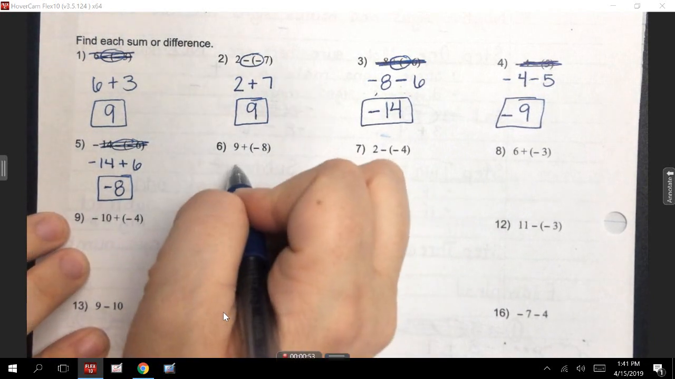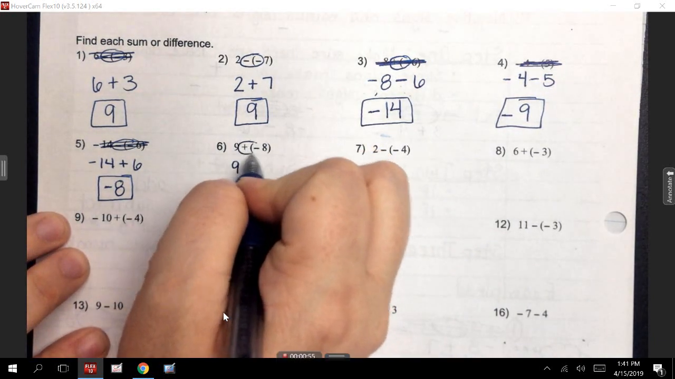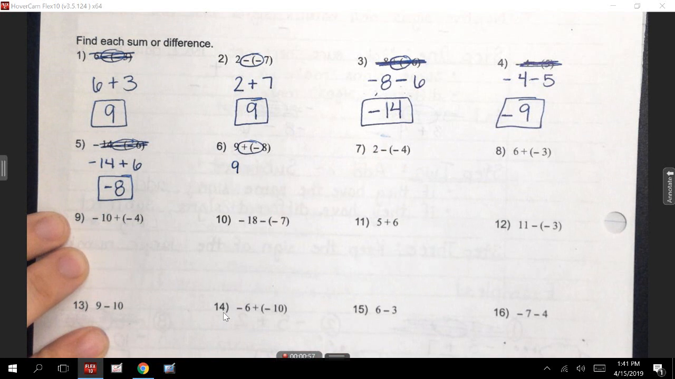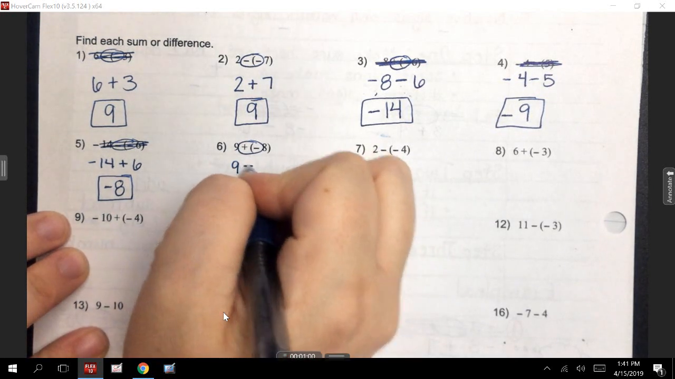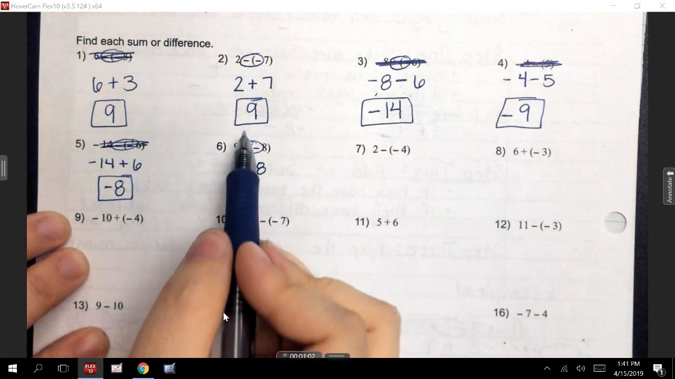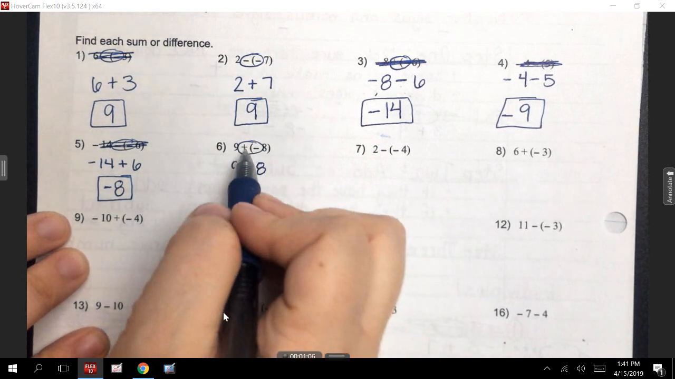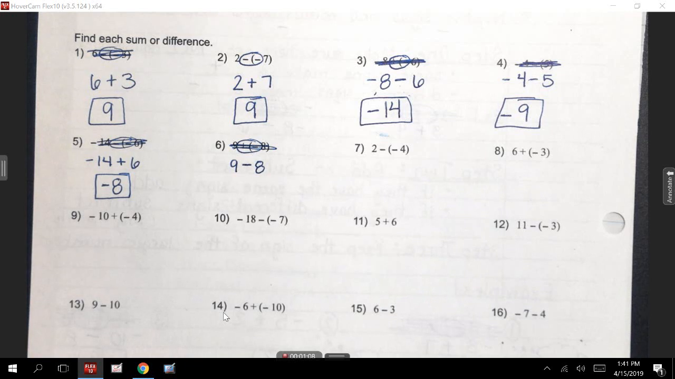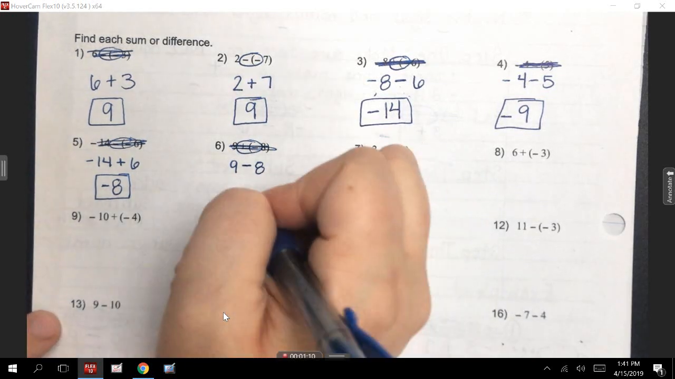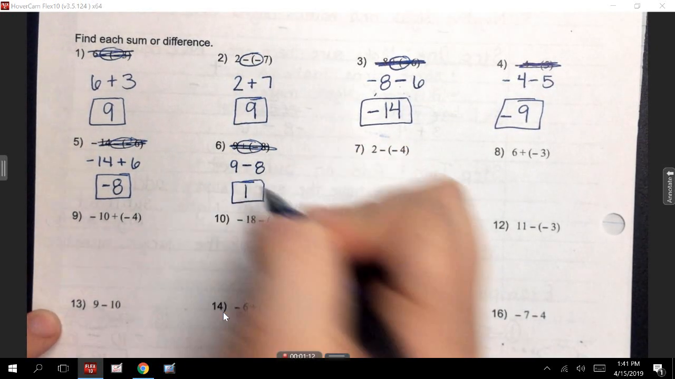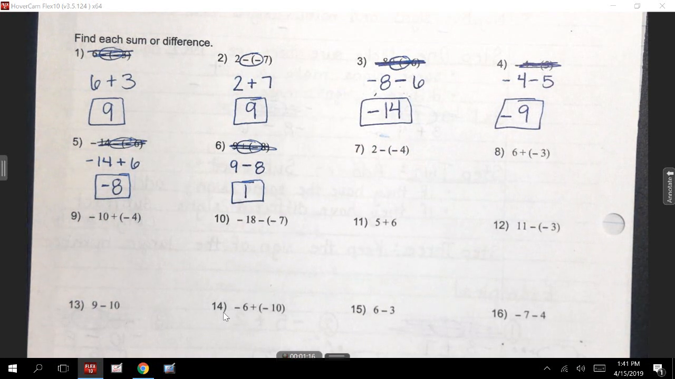All right. Number 6, Addison, what should it say? It should say 9 minus 8, because they have different signs in my circle. Now that I've rewrote it, do I need the other problem? No. So let's mark it out. What does 9 minus 8 give me, Addison? 1. That's a regular, plain old intermediate school math problem.